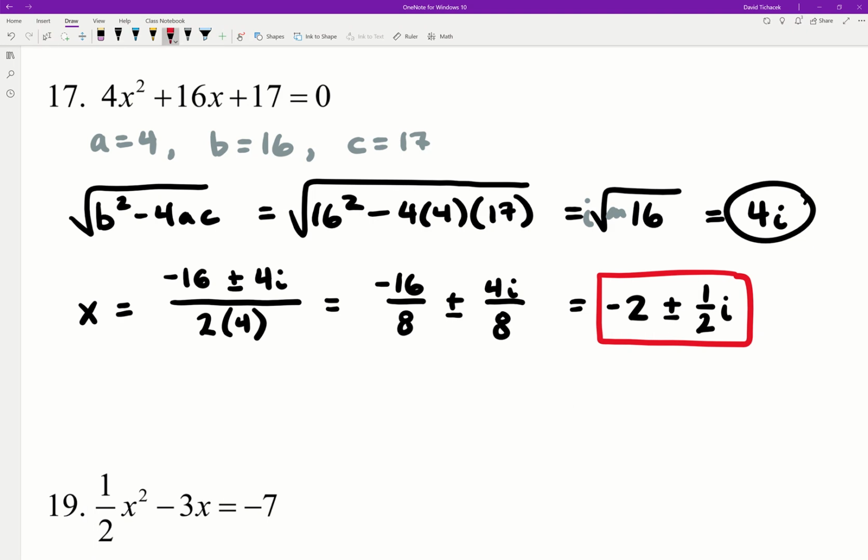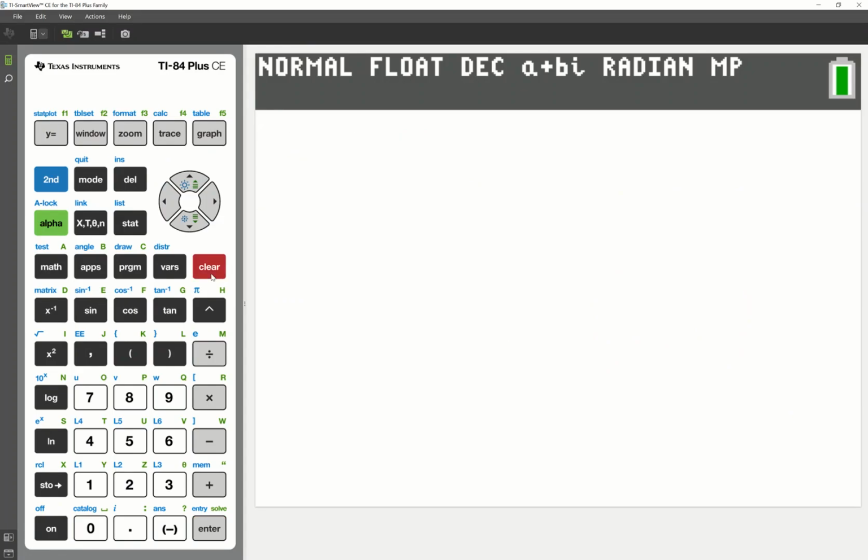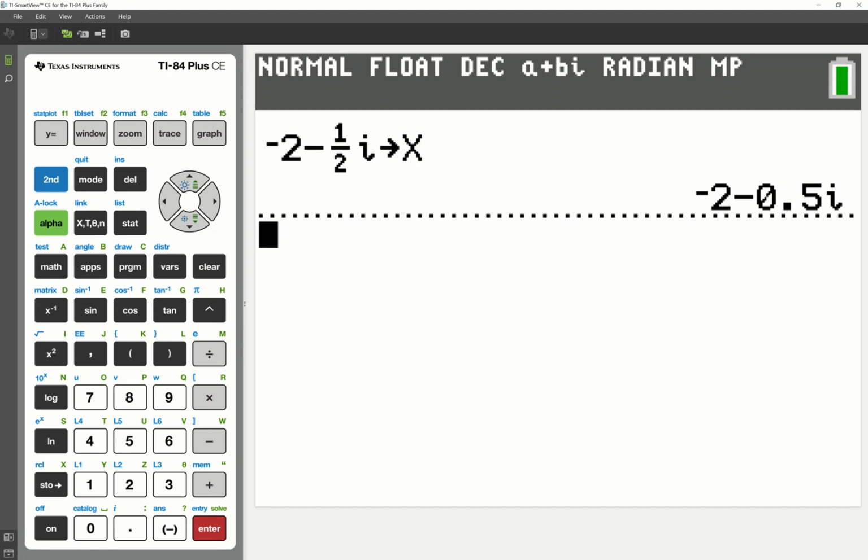Keep in mind that what we've written here are 2 solutions. We've written 2 different solutions using that plus or minus as shorthand. So my 2 solutions are negative 2 minus 1/2 i, and then I have negative 2 plus 1/2 i. Okay, I am going to check both of those in the calculator right now using the store function that we've talked about in previous videos. So if I go ahead and type in my first solution, negative 2 minus 1/2 i, I'm going to store that into the calculator, and because this is in complex number mode, it's going to be able to do that just fine, and it is going to give me that return value there to just confirm that it's in x.